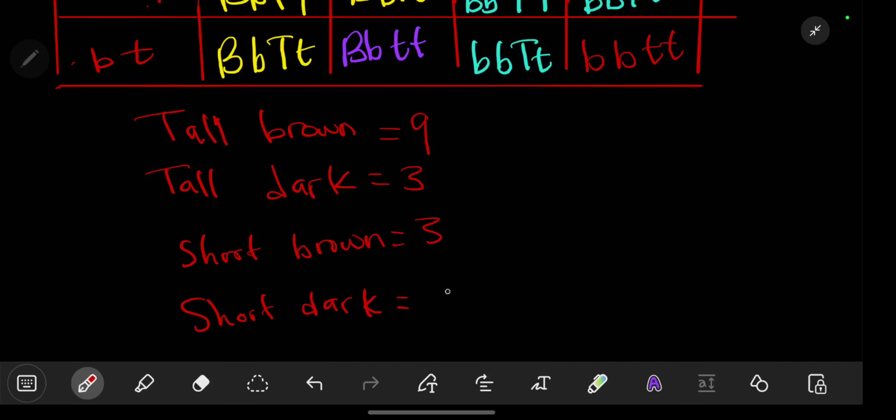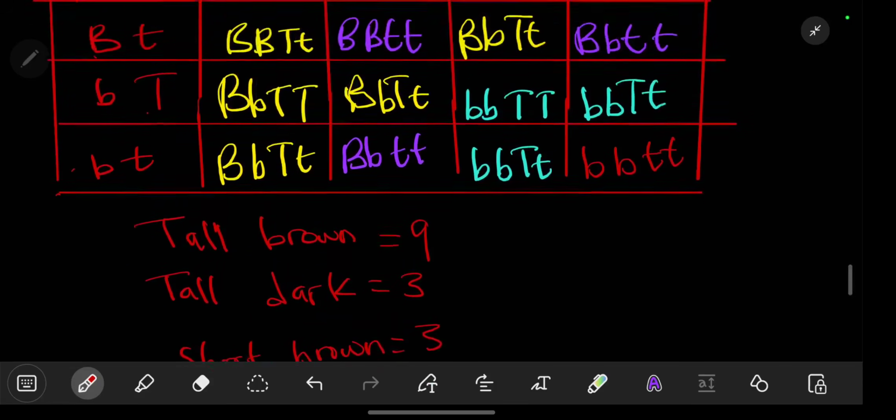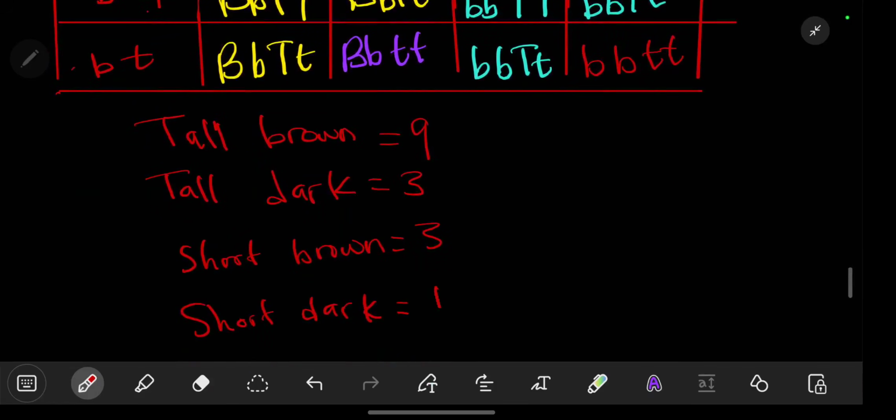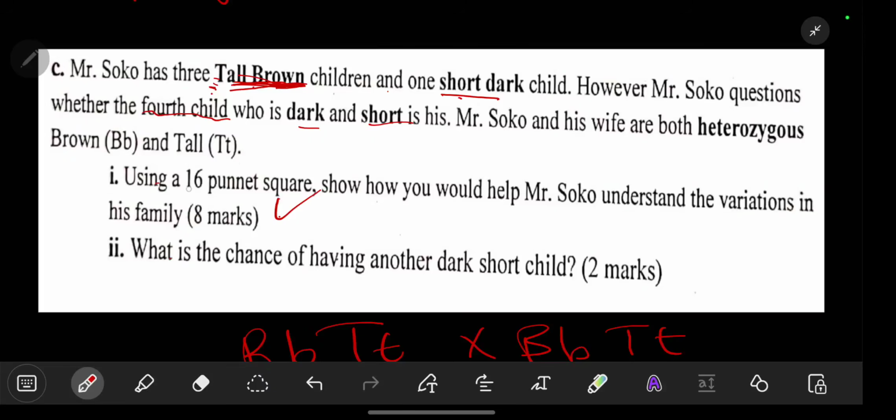Then we have short and dark. Short and dark, we're just remaining with 1. So the ratio is 9 to 3 to 3 to 1. The question was saying, using a 16 Punnett square, show how it would help Mr. Soko understand the variation in the family.